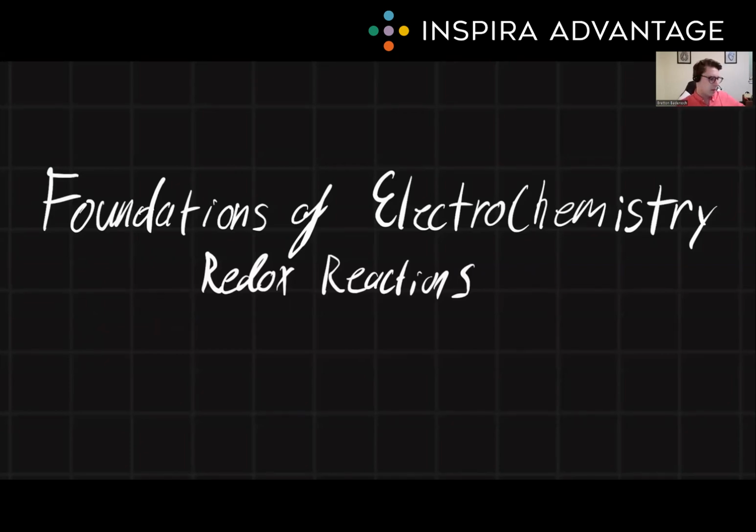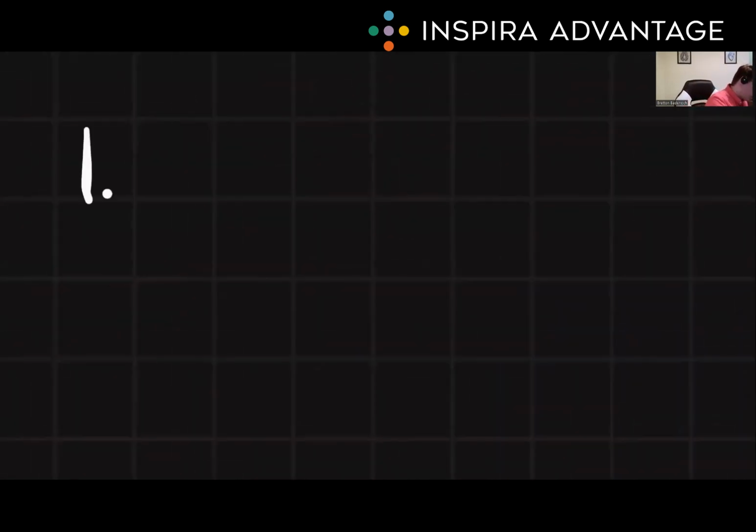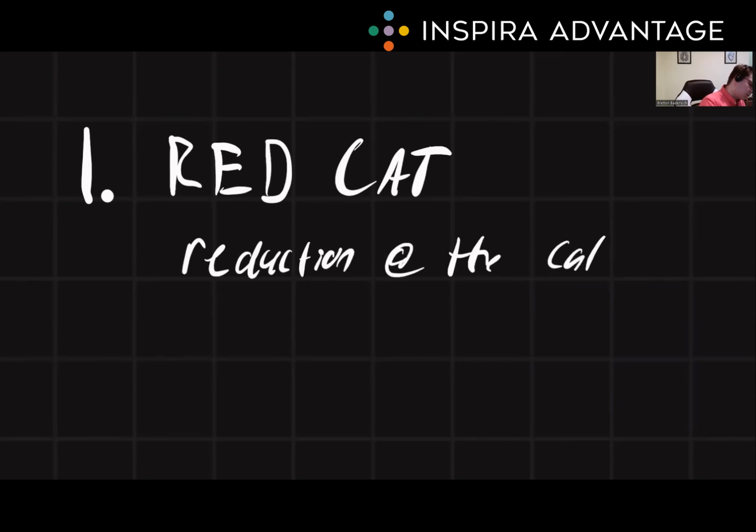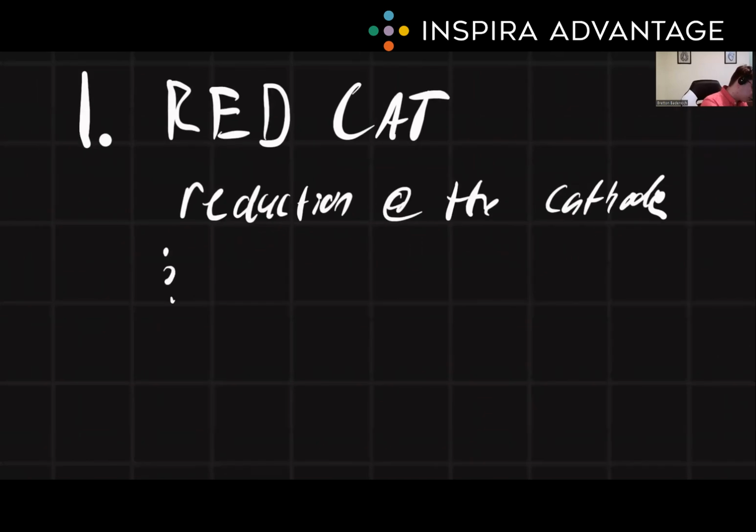The first principle is something you've likely heard before. The first principle is known as red cat, or reduction occurs at the cathode. If we know red cat, that the reduction is occurring at the cathode, we then can infer that oxidation is occurring at the anode.